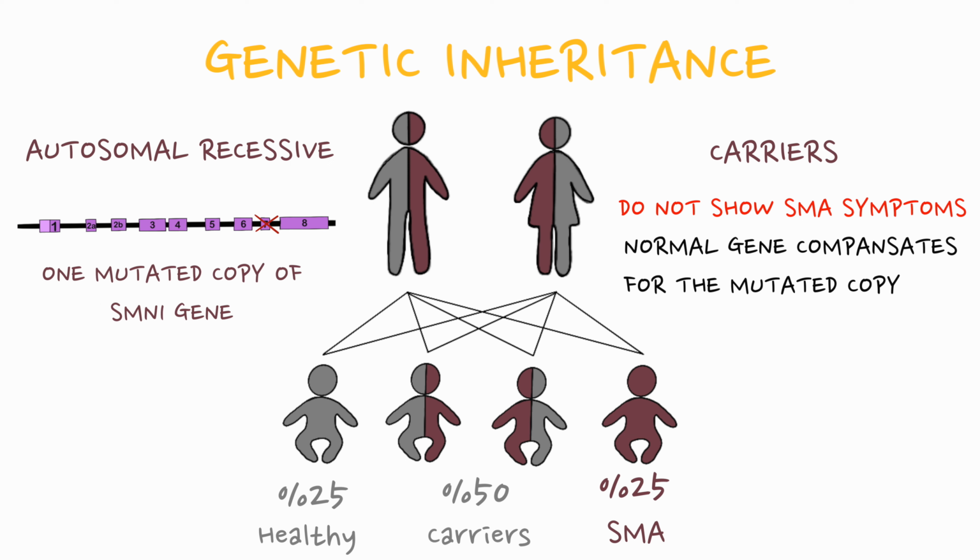25% chance: the child inherits 2 copies of the mutated SMN1 gene, one from each parent. They will lack the necessary SMN protein that is essential for the survival of motor neurons. This leads to degeneration and loss of motor neurons, resulting in the child having SMA.